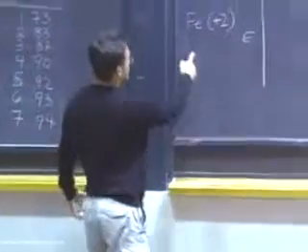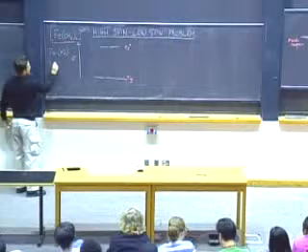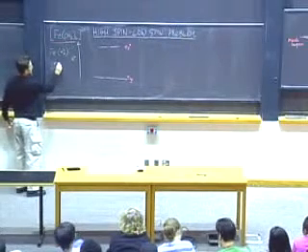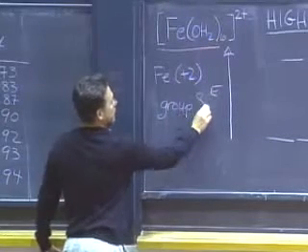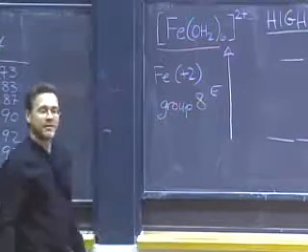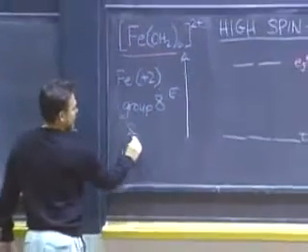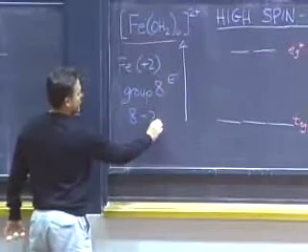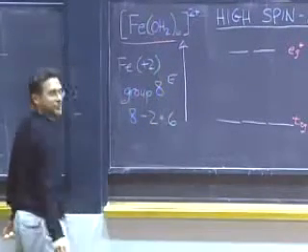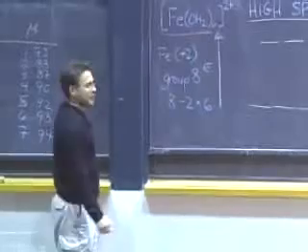And this is iron plus 2. You need to know that iron is in group 8 of the periodic table. So the equation for number of d electrons here is 8 minus 2 equals 6. Okay? It's in group 8.